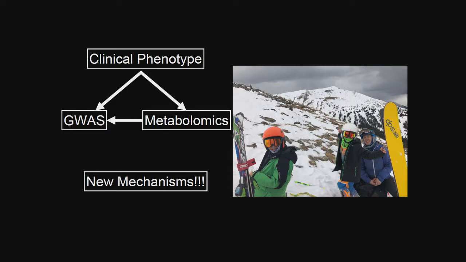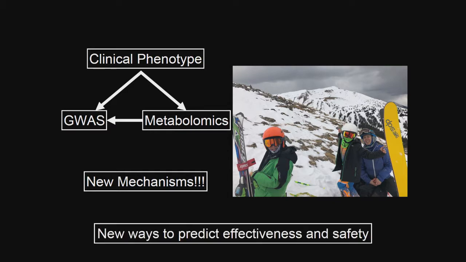You find these metabolites that are way out of whack, and then you go back to the genetic data and you say, I bet you anything there's going to be genetic variants within these metabolic pathways, and you're able to identify new pathways, right? This work has been done in sepsis, in our field, in emergency medicine, and so you can come up with new ways to predict effectiveness and safety of these treatments based upon underlying pathophysiology and underlying genetic variants.